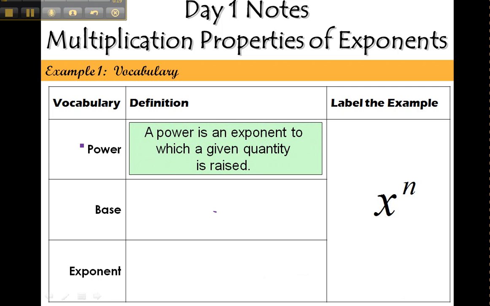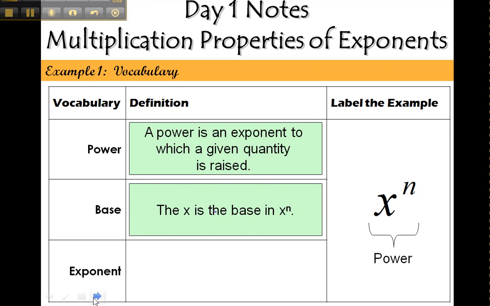This is the multiplication properties of exponents. Looking at a power. The power is an exponent to which a quantity is raised. And if you look over here to the right, you can see that this whole expression here is the power. When we say the power, we're talking about some number or some variable raised to a specific exponent. The base, the x is the base, and label that, copy that on your notes and label that.